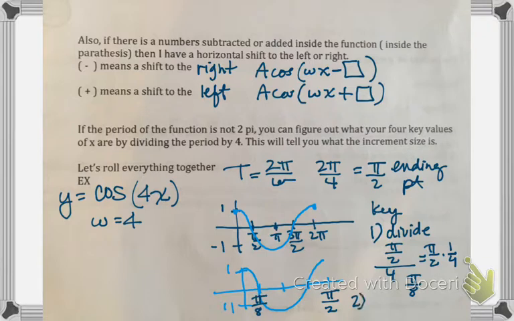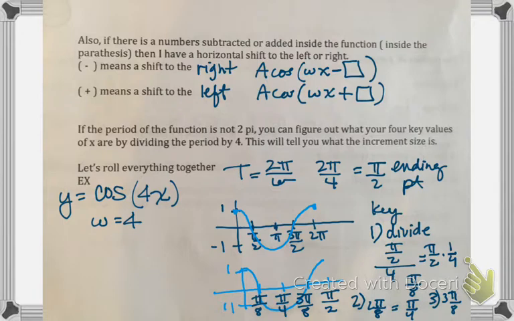To find the second key point, you multiply that by 2. So take pi over 8 times 2. And I get pi over 4 when it's reduced. To find the third point, I take pi over 8 times 3. So 3 pi over 8.